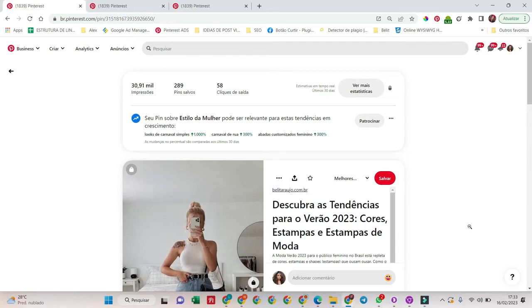So the word carnival looks for carnival, abadás, female costume. It says they are in demand, especially simple carnival looks. They are in demand. They are more than 1000% in demand. So knowing that, you now know that summer and carnival, for example, are two words that are 100% associated.